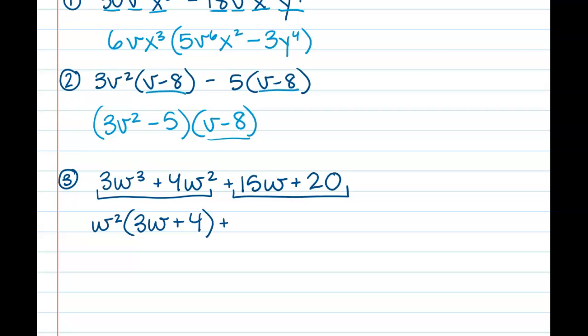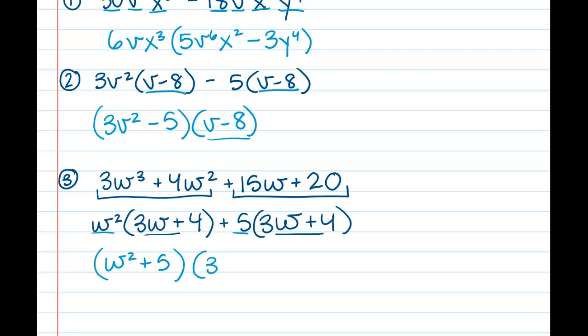Plus, the GCF of 15w plus 20 is 5. 5 times 3w is 15w. 5 times 4 is 20. These match, which is good. That's what we need to happen. So then we end up with w squared plus 5, and both of these terms are multiplied by 3w plus 4.